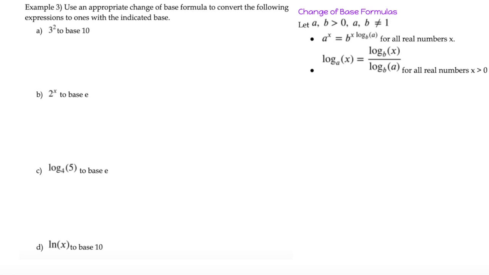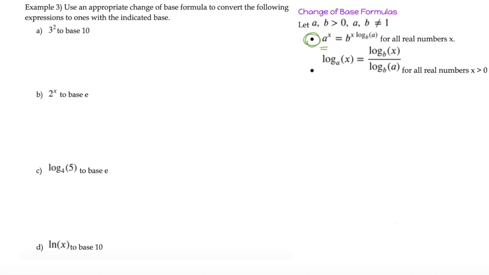So when I'm looking at 3 squared, I want to change this to base 10. Currently, my base is 3, and I want this to be base 10. So to transform this, I'm going to utilize the first bullet point because currently I have my base. My a value in this instance is 3. Our x value in this instance is 2. And the base I want is 10.